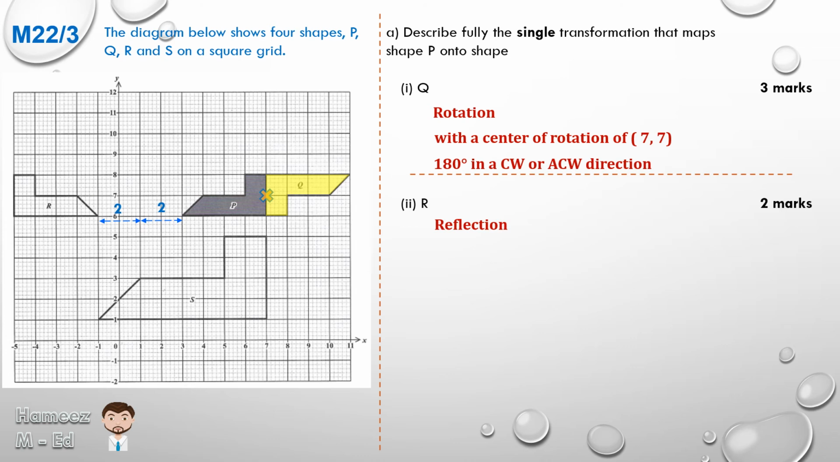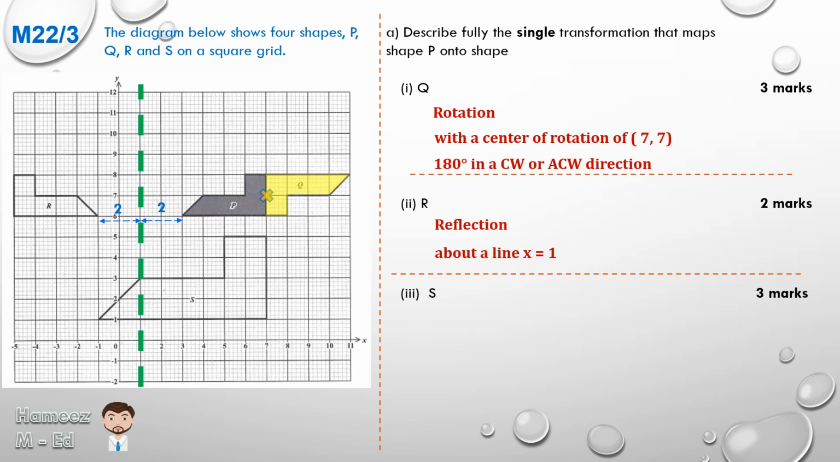So we can see that the line of symmetry, we'll bring it up as a green line, and that way we can easily tell that there's a reflection from P onto R, and that line of symmetry is the line x is equal to 1. And for part 3, describe fully the single transformation that maps shape P onto shape S.